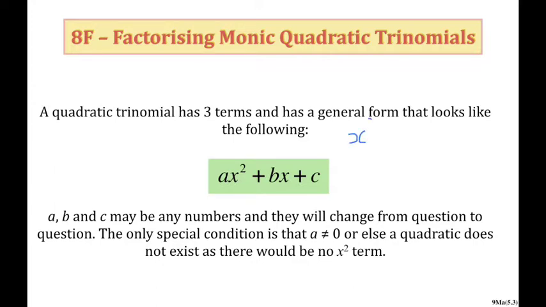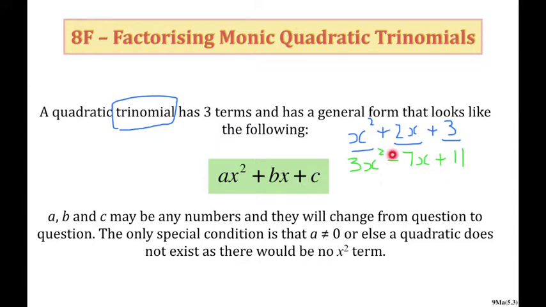x squared plus 2x plus 3. Not a quadratic equation, sorry, a quadratic trinomial. And trinomial means it'll be made up of three parts: 1, 2, 3. Here's another quadratic trinomial: 3x squared minus 7x plus 11. Quadratic trinomial, it has an x squared part, an x part, and a number part.